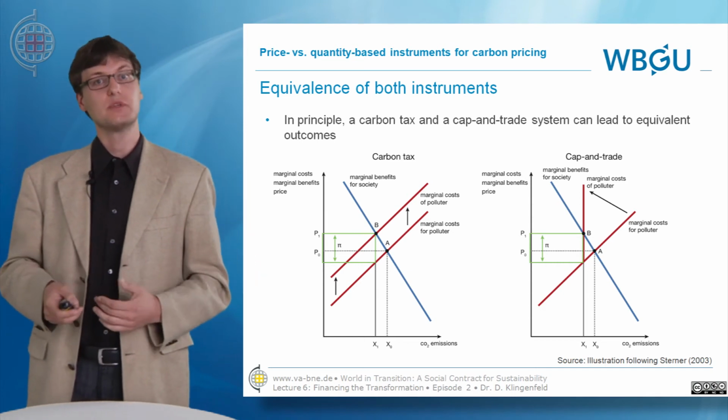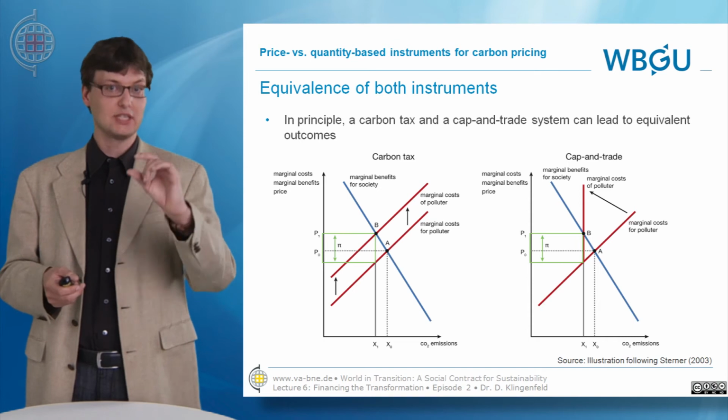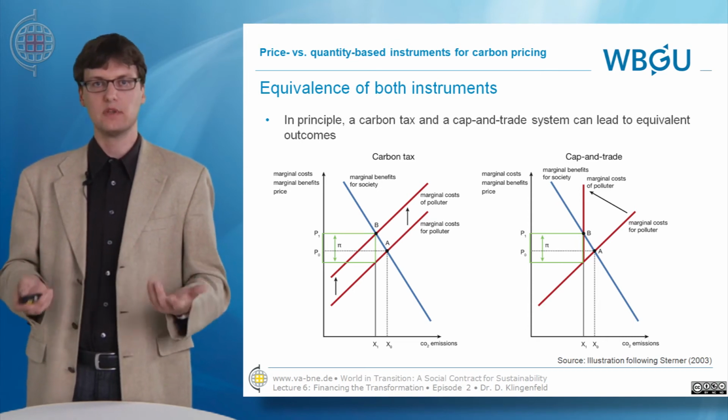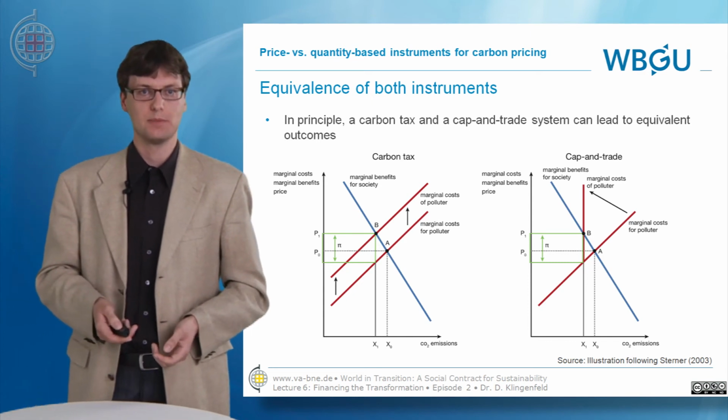And the end result would also be a resulting permit price, which is just the same as in our tax case. So in principle, the two instruments could be equivalent. You could pick one. It wouldn't matter which one.